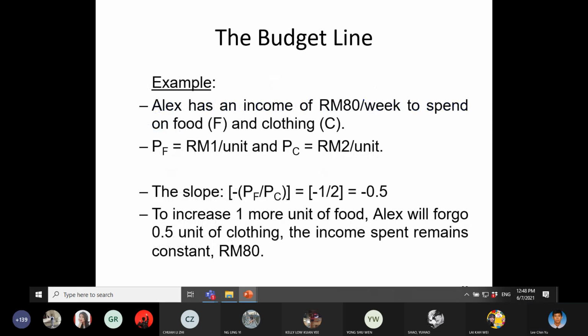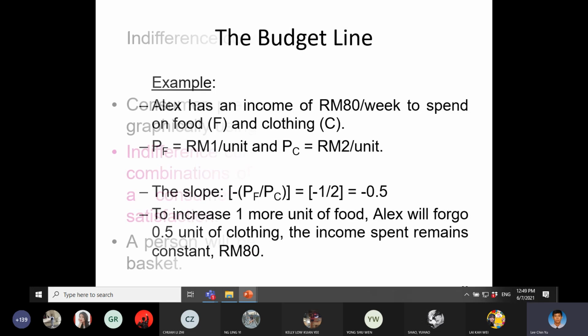Example: Alex has an income of 80 ringgit per week to spend. We know the price of the food and the price of the clothing. So from here we can directly determine the slope of the budget line, which is negative 0.5, meaning that to increase 1 unit of food, Alex will forgo 0.5 unit of clothing. The income spent remains constant. Over here it is 80 ringgit. This is the meaning.